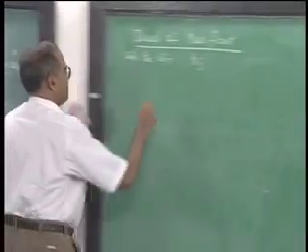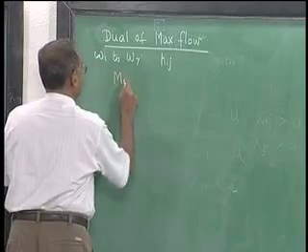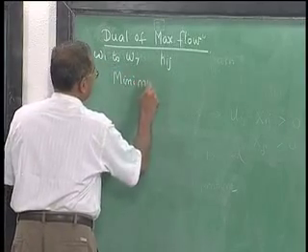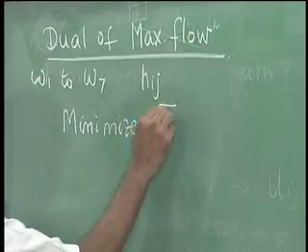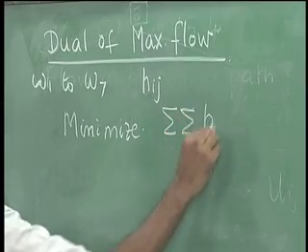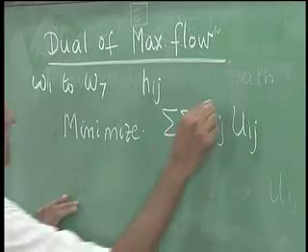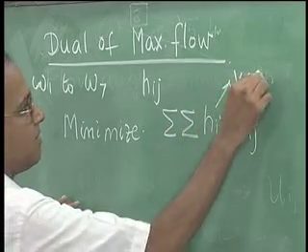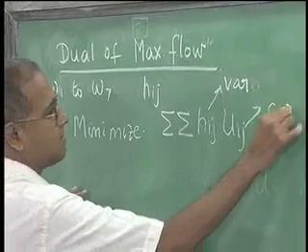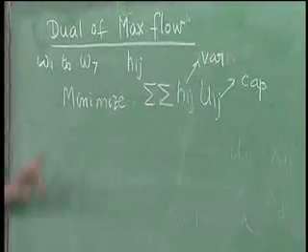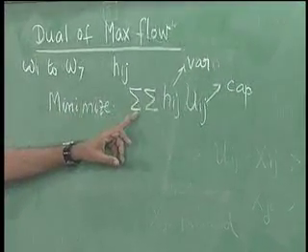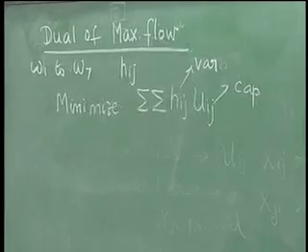So the problem will be to minimize, the primal being a maximization problem, the dual will be a minimization problem. So the problem will be to minimize double sigma hij into uij. Remember that hij is the variable and uij is the capacity. So the objective function is to minimize hij into uij. Now what are the constraints?